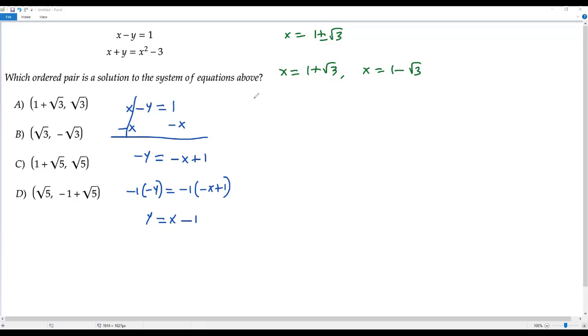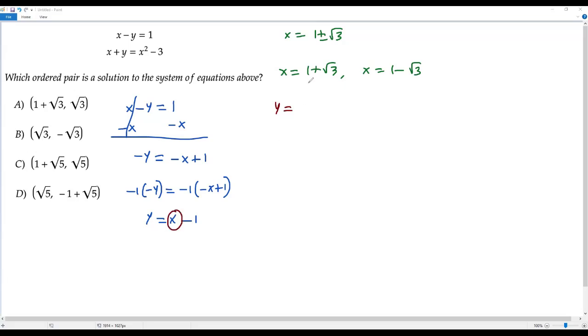Now to get the value of y, I have to plug these 2 values for x into the equation, that is y equals x minus 1. Already we have solved for y in terms of x from the first equation. Okay, now let me take the equation here, that is y equals x minus 1.